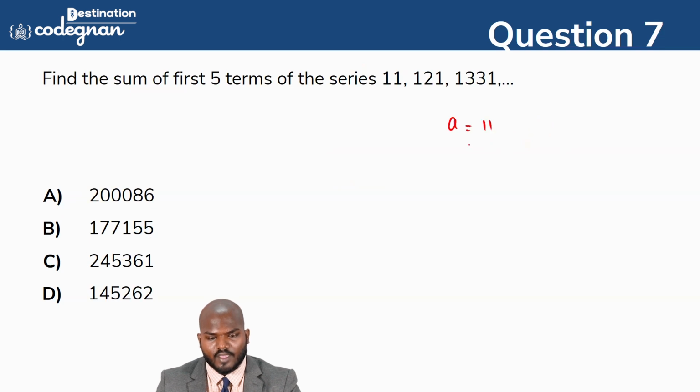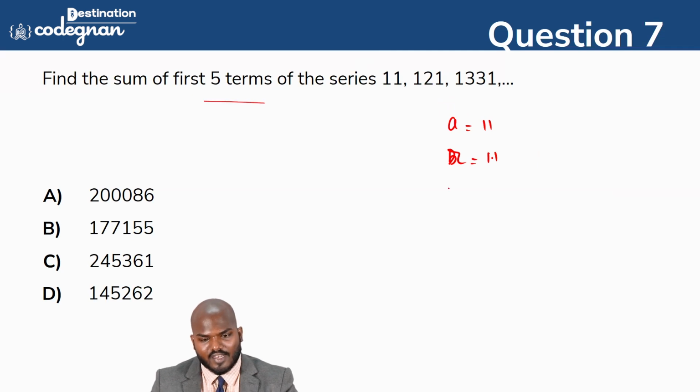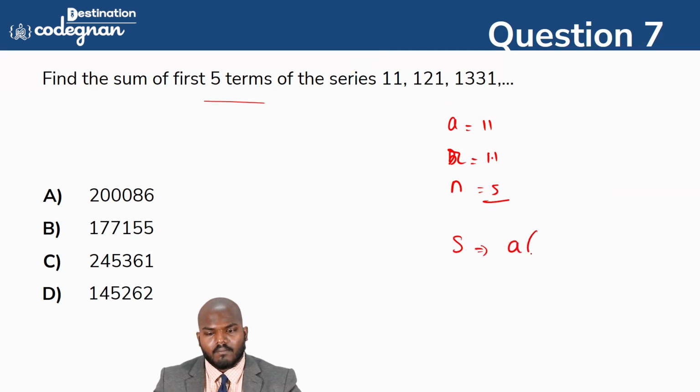A is equal to 11 and R is also 11, because 121 by 11 means you get the same thing. Similarly, the common difference gives the value R only. But they are asking for the sum of the first n terms, so you can use the sum formula: A times (R^n minus 1) by (R minus 1).